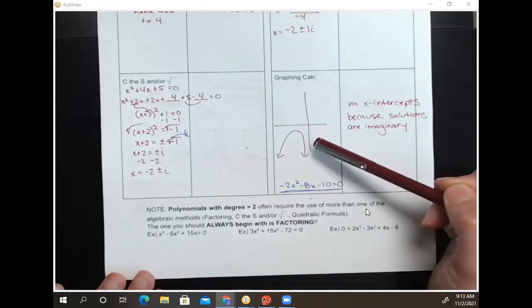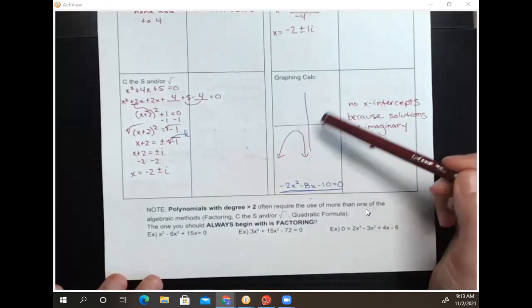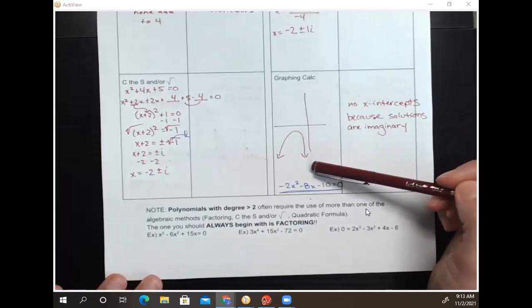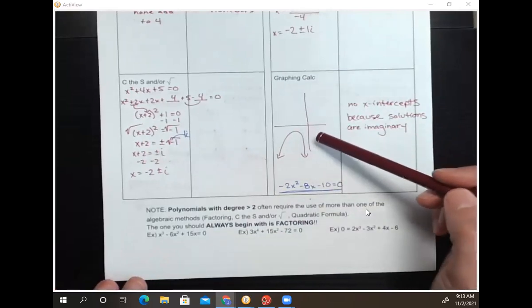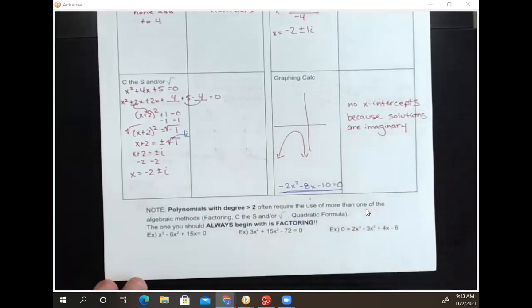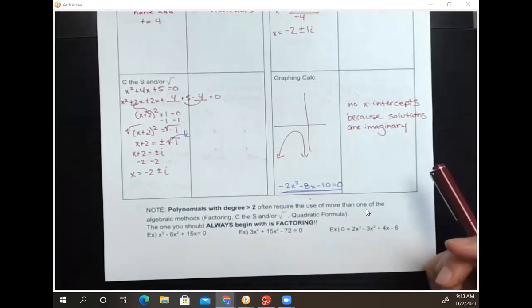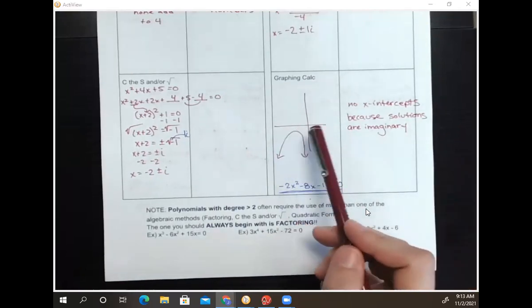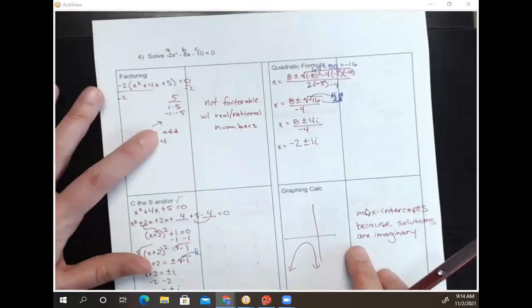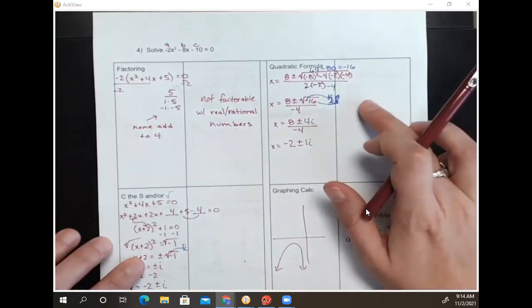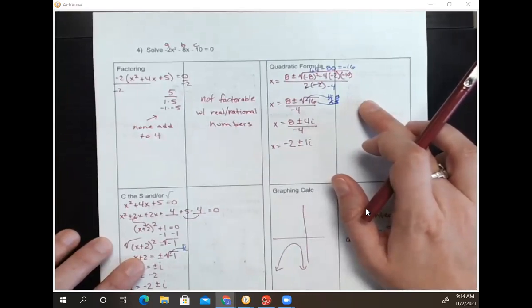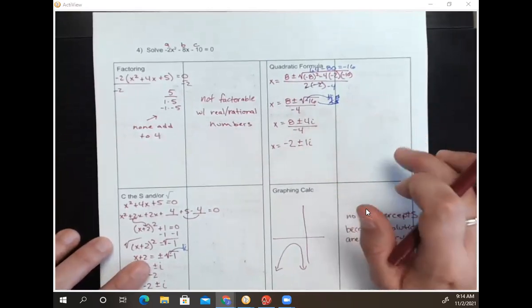Graphing we could use for polynomials that are higher degree than 2. So if I had an x cubed or an x to the 5th function, I could use graphing there. Just remember your multiplicities, if we've got quadratic or cubic behavior at an x-intercept, if that's what you're looking for. So graphing and factoring I can use for anything potentially, but quadratic formula and completing the square are quadratics only. Okay, it has to be degree 2 to complete the square or to use quadratic formula.